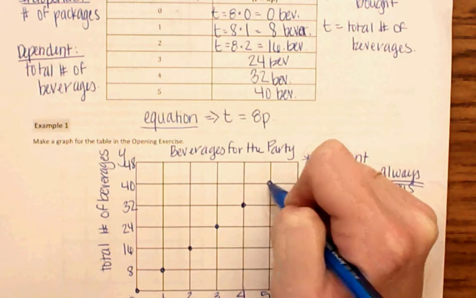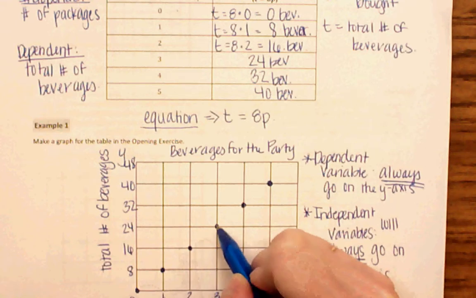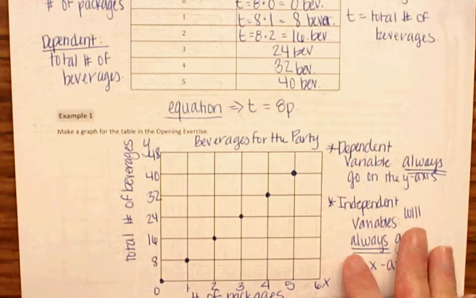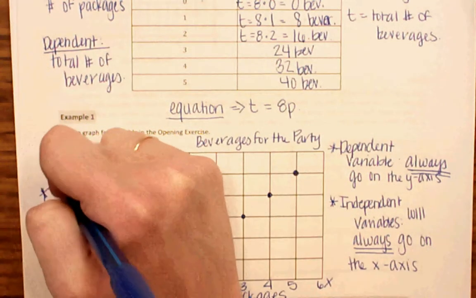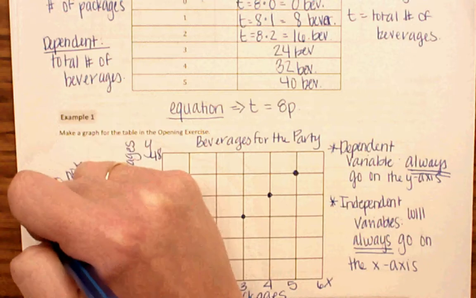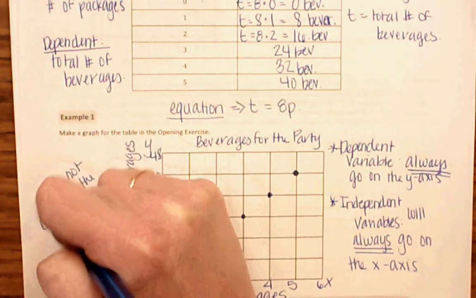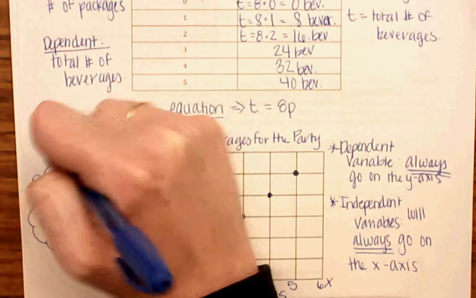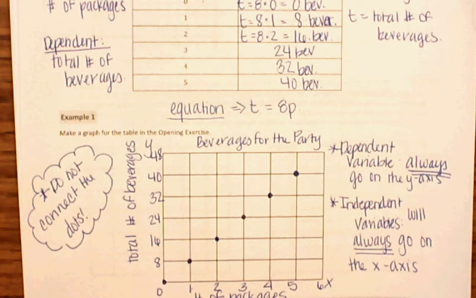And if you notice, if it is a constant rate or a constant amount, it'll be in almost a straight line. Now, the only difference between this graph and any other is you do not connect the dots. Not on this type of thing when you're looking at independent and dependent variables. That's it. Hope that helped.